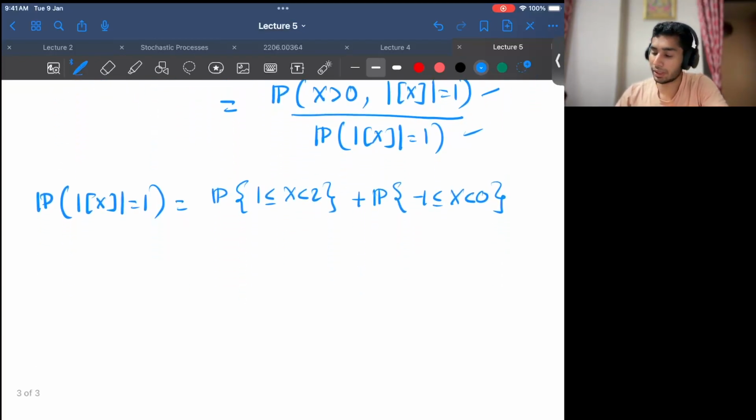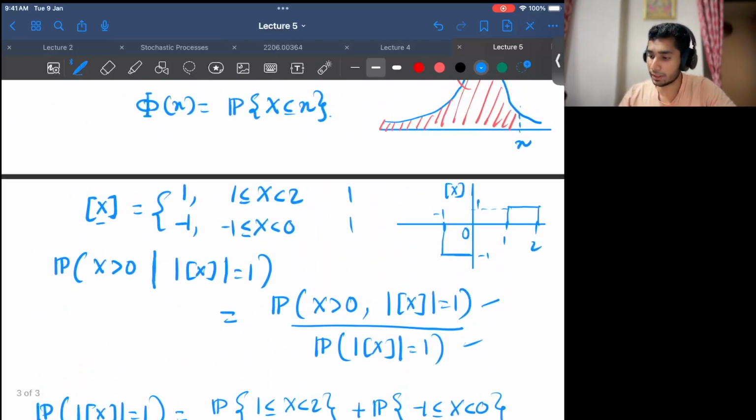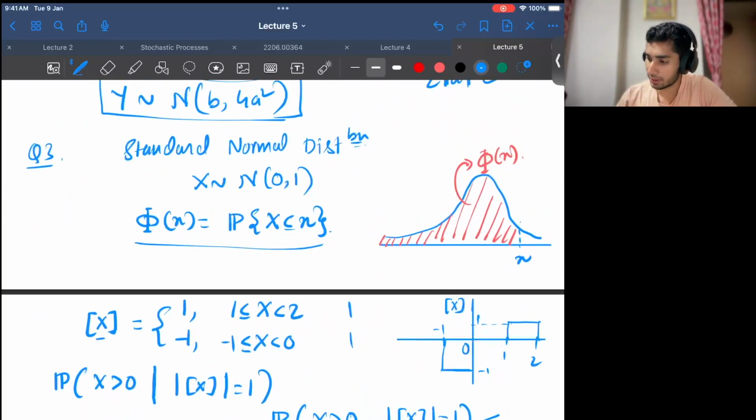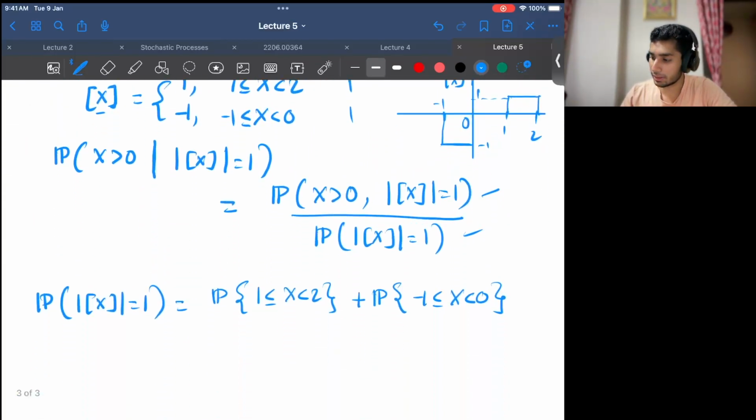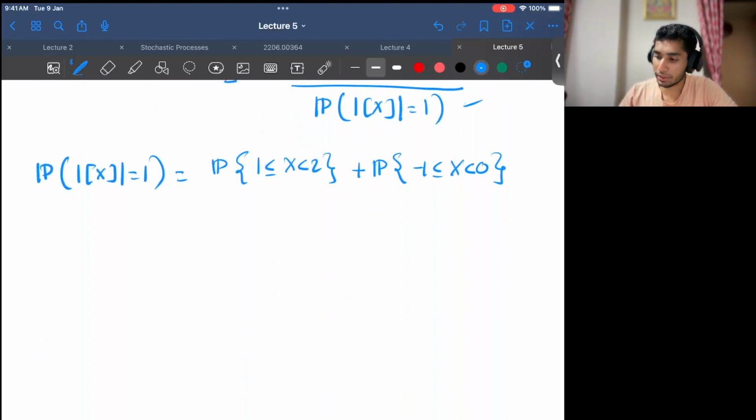Now here is when we will use this CDF function phi. So now remember that, maybe I will just ask it. Do you know that this thing will be equal to phi of 2 minus phi of 1? Do you know this or do I need to explain it?